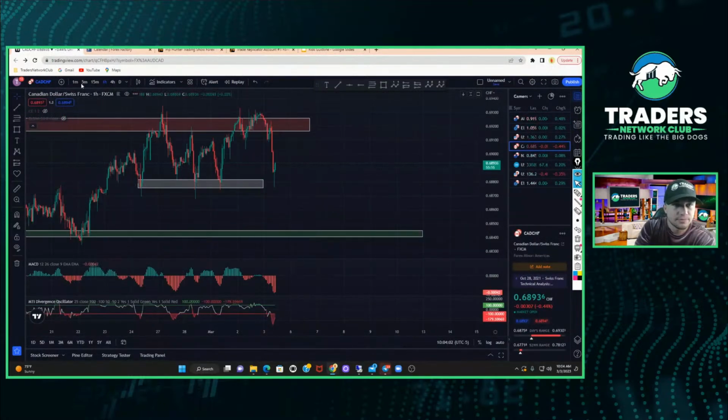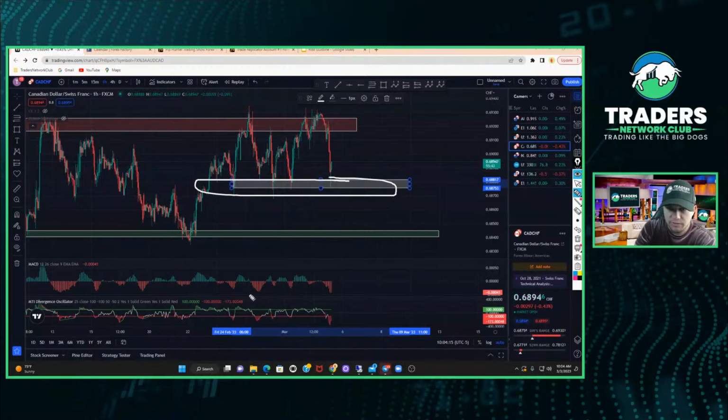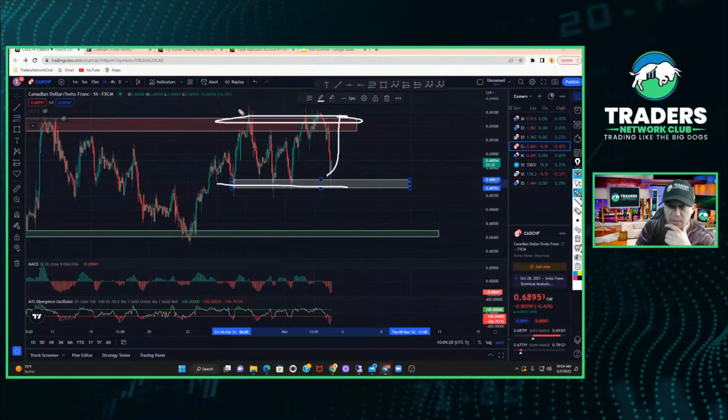CAD Swiss. Let's take a look at the CAD Swiss. This is one of the pairs that we still continue to hold. Price came back down to the support. Look at these lows right here. Price has created support at these lows. Went ahead and tested it, starting to move already back up. So we're at support here. We know price is going to want to move back to the supply zone, and we're looking for a breakthrough of this resistance up top here as well.